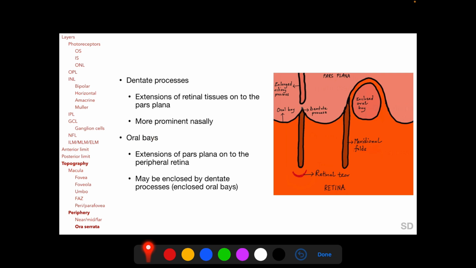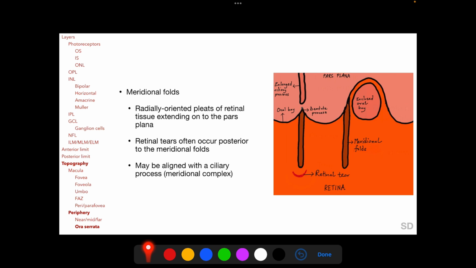Oral bays are the extensions of the pars plana onto the peripheral retina, and portions of the oral bays may be enclosed by dentate processes, which are called enclosed oral bays. Meridional folds are radially oriented folds of retinal tissue extending onto the pars plana, and retinal tears often occur posterior to the meridional folds. A meridional fold may be aligned with an enlarged ciliary process, and these two together are called meridional complex.